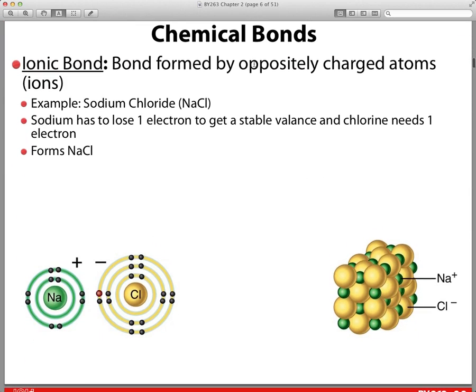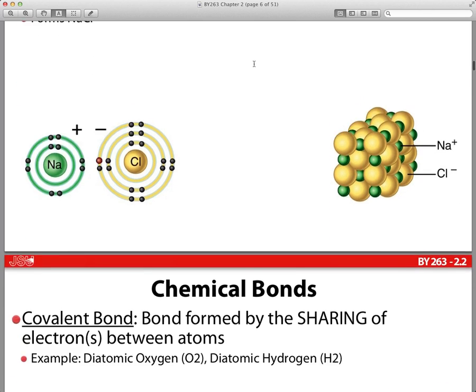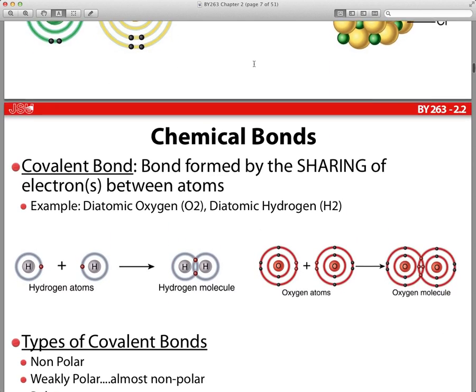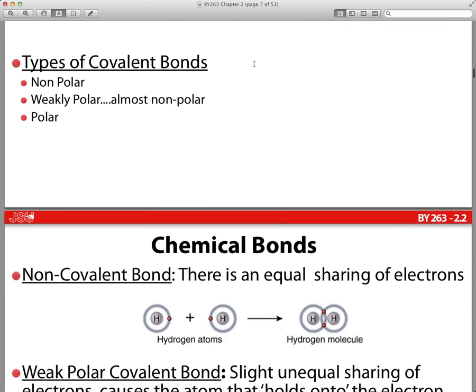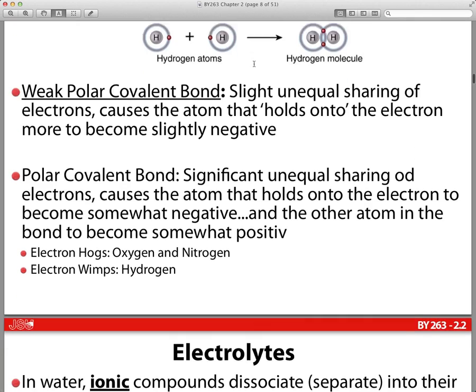We talked about ionic bonds. Just know the definition. What is an ionic bond? Positive, negative, combined. That interaction is an ionic bond. The more important one is covalent bonds. That's the one that we're made up of, right? Our atoms are connected with covalent bonds. We have nonpolar, weakly polar, and polar covalent bonds, and all it is is a sharing of electrons. Just know the definitions.